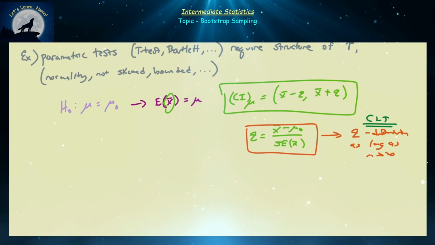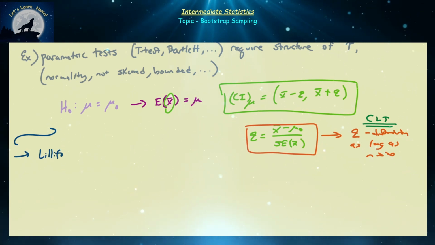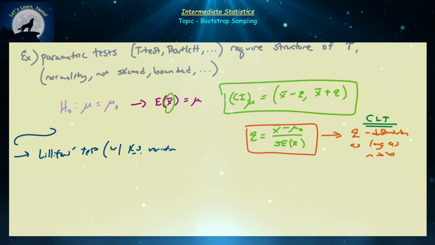So we can start to have those conversations if you have some idea of the distribution that you actually are sampling from. Now, there are tests out there to test the distribution that you're potentially sampling from. For example, you can do a Lilliefors test. You could also do a Kolmogorov-Smirnov variation on that.